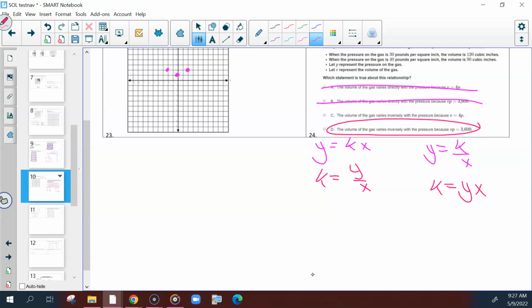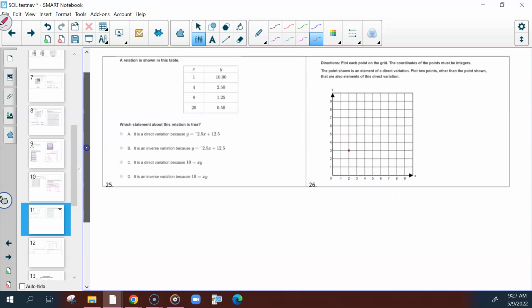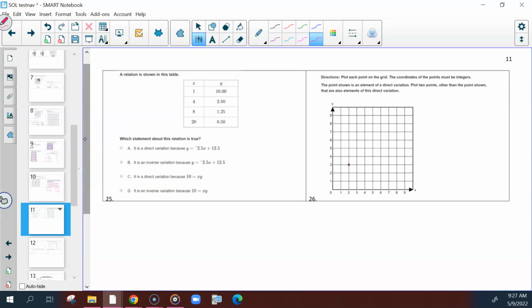For number 25, it gives us a table and it's asking which is true about this information. So it's either going to be a direct or an inverse. However, we could eliminate some of our answer choices. If it was an inverse, is this the way we would write it? No. If it was direct, is this the way we would write it? For C? No.